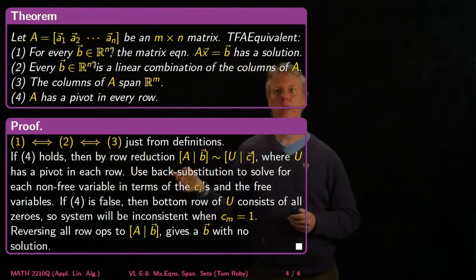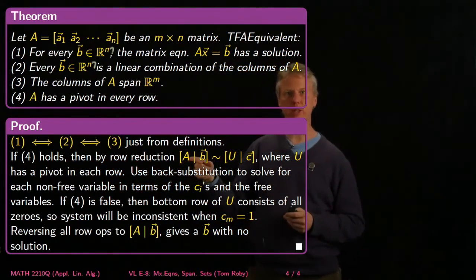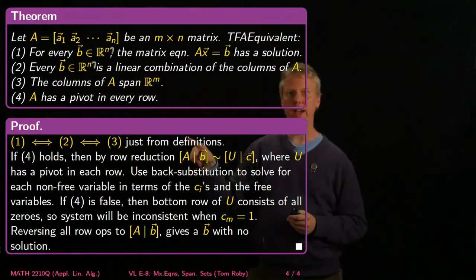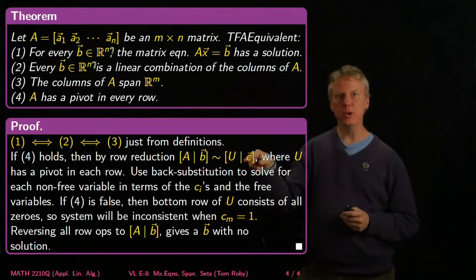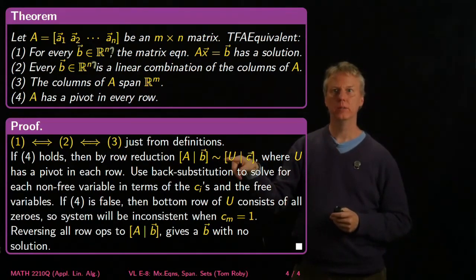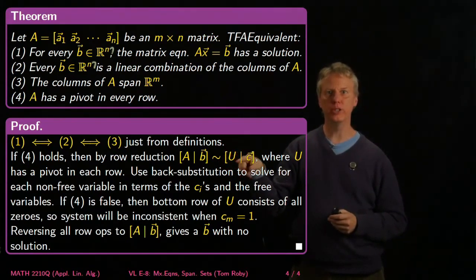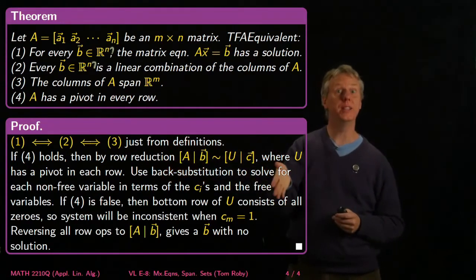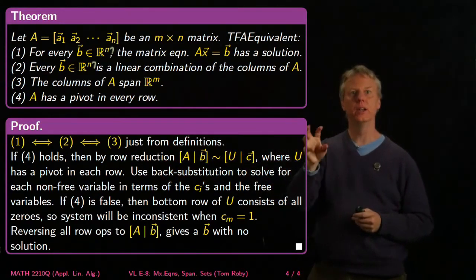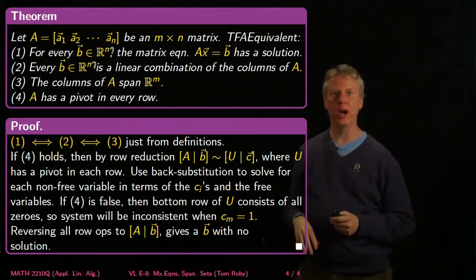Then I have a pivot in every row, and so that means when I do row reduction, I have A and then the augmented matrix, and then I've got B, and it moves to some row-reduced echelon form matrix U with some other vector C, just like we saw before. We had the B and then we had C, which was these linear combinations of the B sub i's.